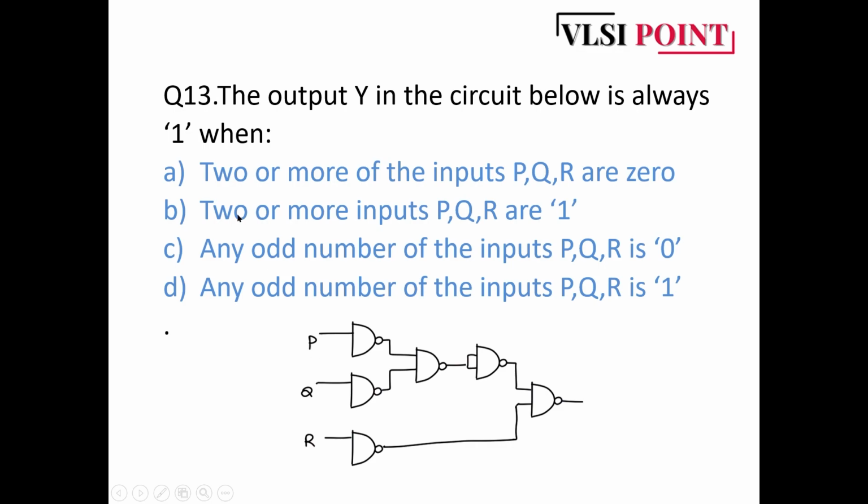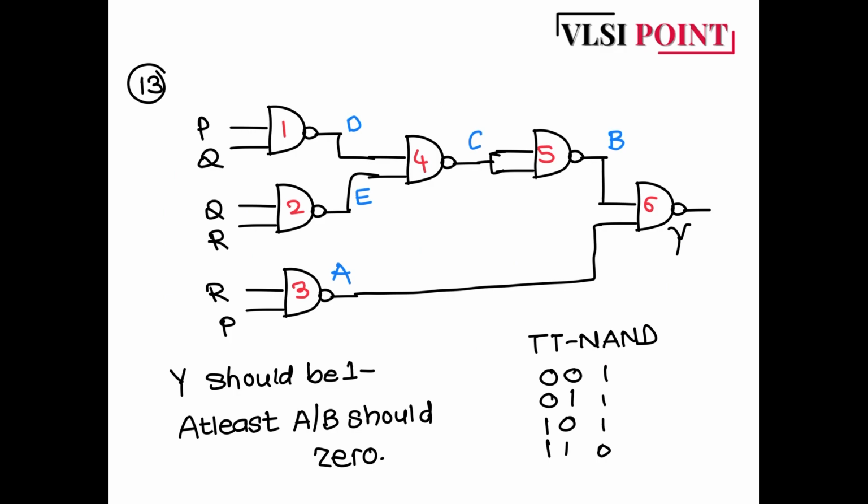For example, option A is saying 2 or more of the inputs P, Q and R are 0. So option A is telling that out of P, Q and R, at least 2 should be 0. At least 2 being 0 means minimum either PQ or QR or PR, or all can be 0. Such options they have given. Let's simplify the circuit and we will check the options. We'll go by the reverse approach. As usual, I am just renaming these gates 1, 2, 3, 4, 5, 6. Total 6 gates are there. The 6th is a NAND gate. So if you want this as 1, at least A or B should be 0.